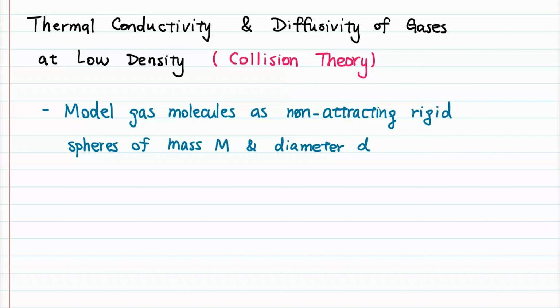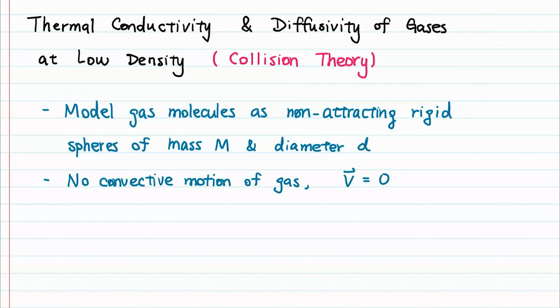Second, we would assume that there is no convective motion of gas. In other words, the overall velocity of the gas, the net velocity, is 0.